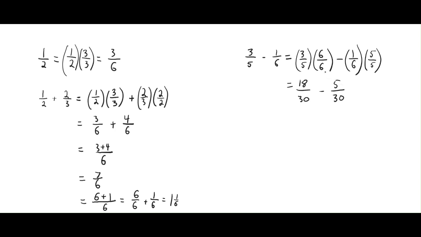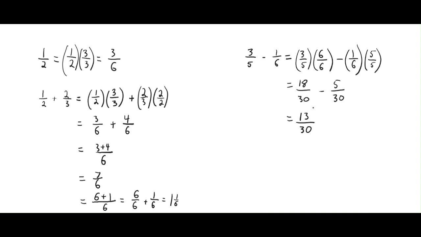I'll use a few less steps than I did over here. I'm going to just directly go 18 minus 5. I can do that only because these denominators now match. And we have 18 minus 5 is 13 over 30. And we have a numerator that is smaller than the denominator, so that's a proper form.